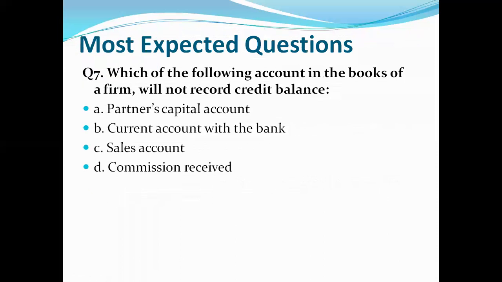Which of the following accounts in the books of a firm will not record a credit balance? In mein se credit balance kiska nahi hoga. Our options are partner's capital account, current account with the bank, sales account, commission received. So let's see what is the correct answer. Correct answer is B, current account with the bank.